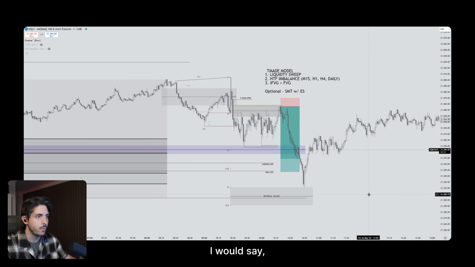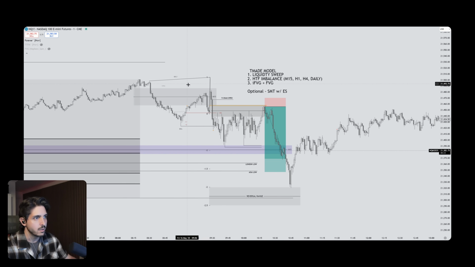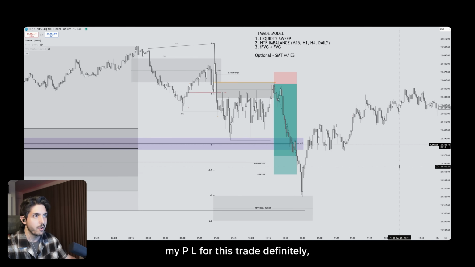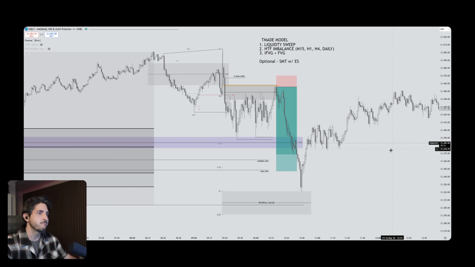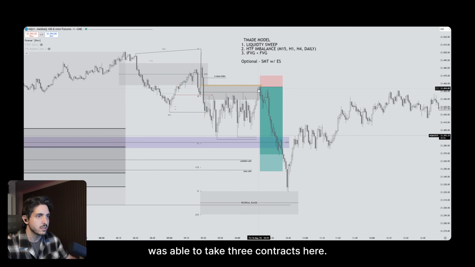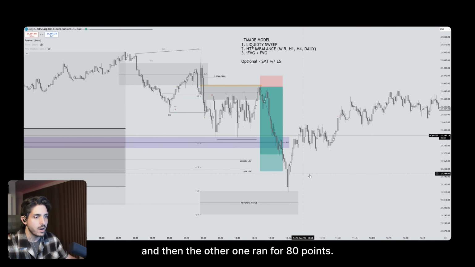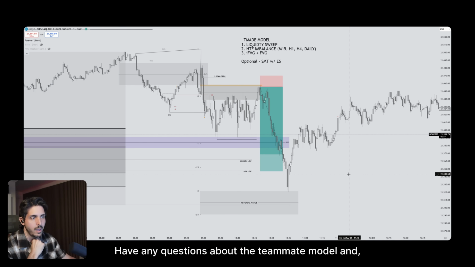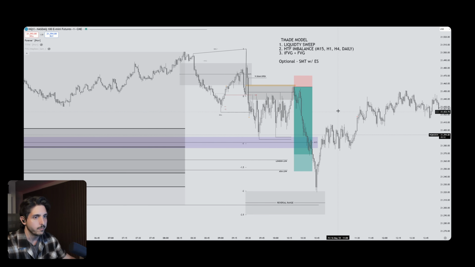So this right here, I would say, is probably one of the most A+ TMade models that I've seen all week. And you know, my P&L for this trade definitely speaks for itself, right? So again, plus $2,500 on this trade, and was able to take 3 contracts here. I took one off at 10 points, one off at 20 points, and then the other one ran for 80 points. You guys have any questions about the TMade model and what I look for and why I'm looking for certain things? Please let me know.